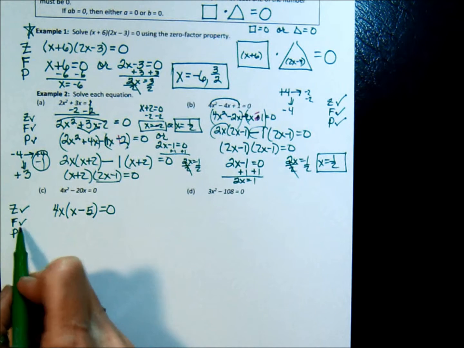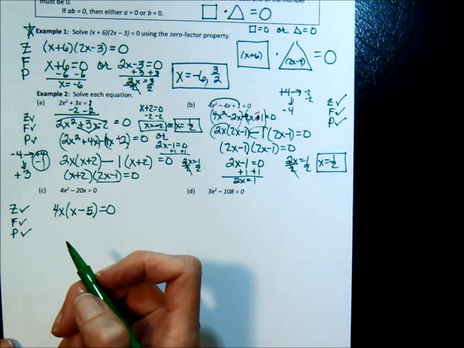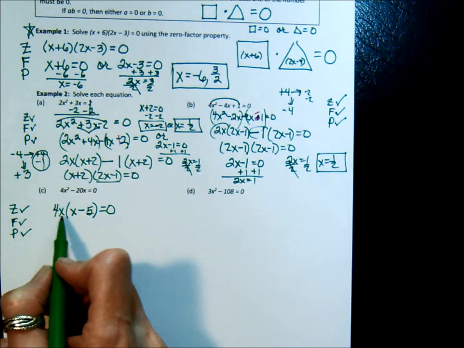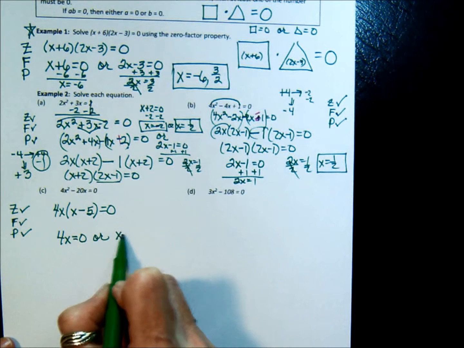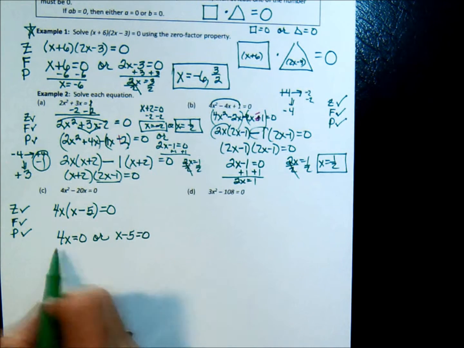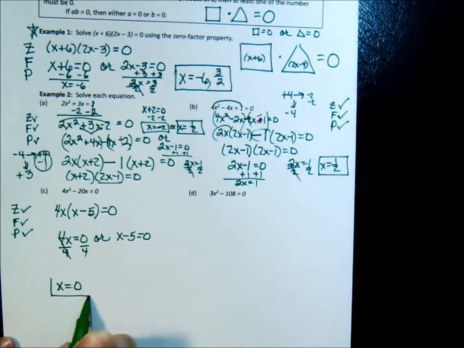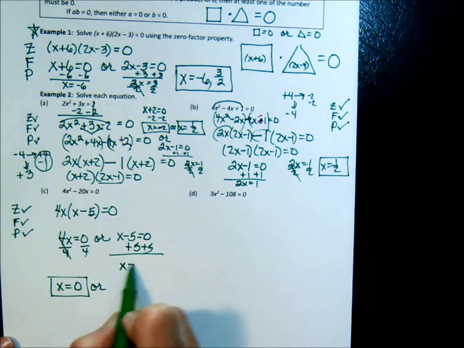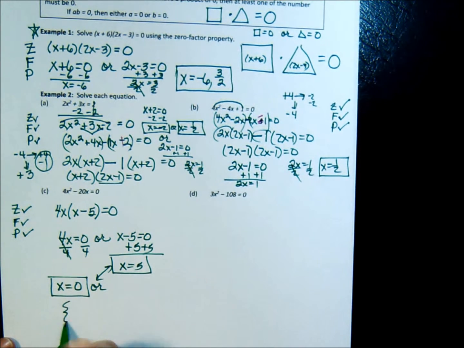So I have factored. I now need to apply the property, which means set each factor equal to 0. And I do have two factors. Even though the first one isn't in parentheses, it's still a factor. So either 4x equals 0 or x minus 5 equals 0. Here I divide by 4 to solve, and I get x equals 0. Or here I add a 5 to solve, and I get x equals 5. So there are my two answers. And by the way, if you want to show it as a set, it would be the set of 0, 5, like that.